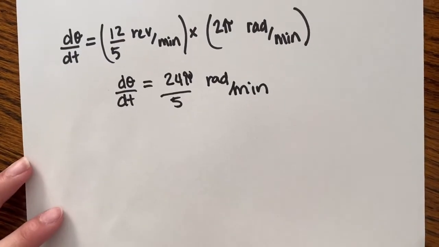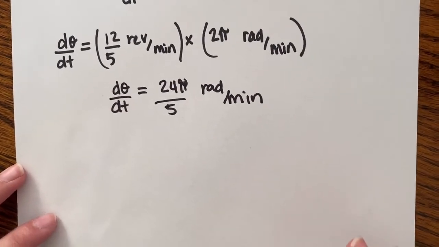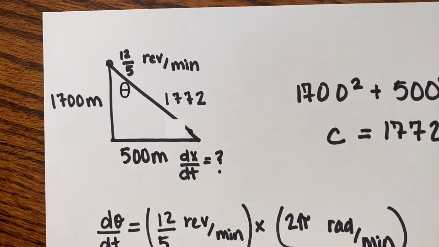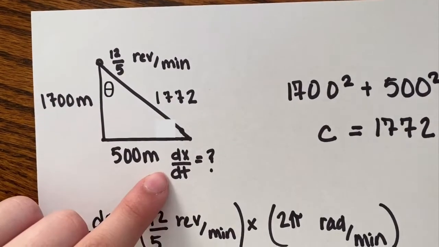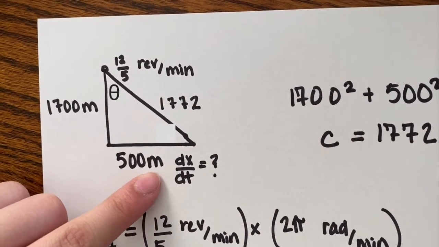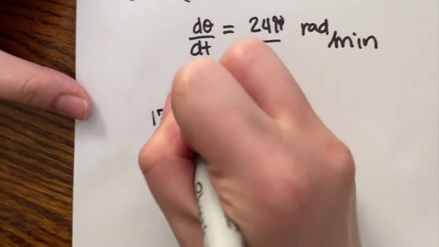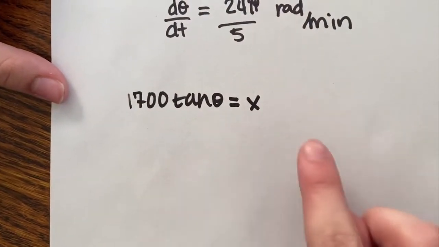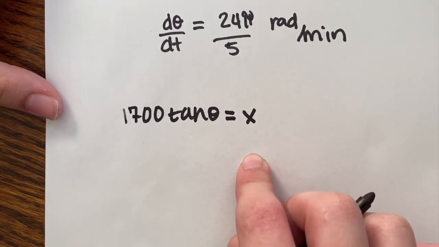After you find your d theta dt, you can begin to set up your equation. What we're going to use is our trig functions. We're going to use tangent of theta in order to find our x. So you know that this is your 1,700 and you want to find your dx dt. We're going to have to take the derivative of that in order to find it. So you want to set it up to where you have 1,700 tangent theta is equal to x, so that once you derive it, you will have your d theta dt and you will have your dx over dt, which is what you are trying to find.